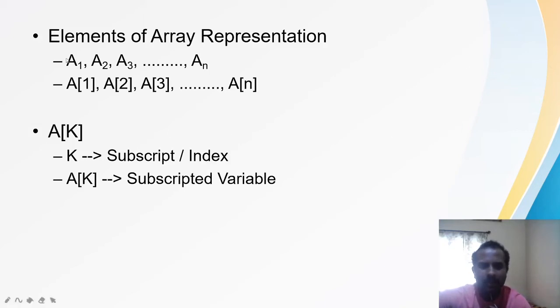So A of 1 gives me the value present in the array A at the first index, index value 1. If I am talking about A of 3, then it gives me the value of the array A present at the third position or third index.